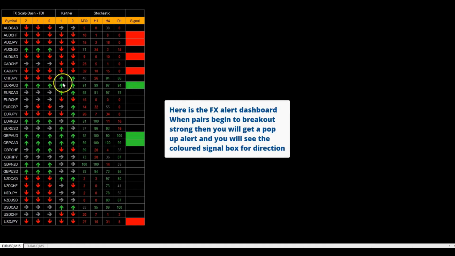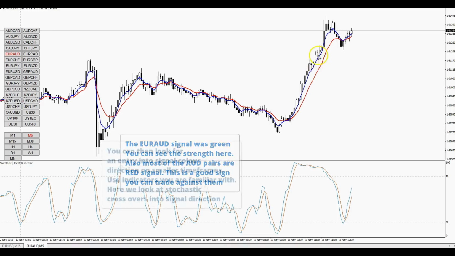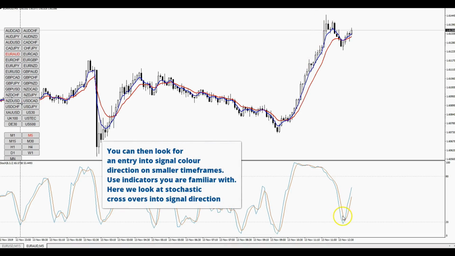Here is the FX Scalp dashboard. It gives you real-time alerts. Watch how it works and read the instructions on the screen. Use the dashboard signals to tell you what to trade. Then trade the pullback on small time frames.